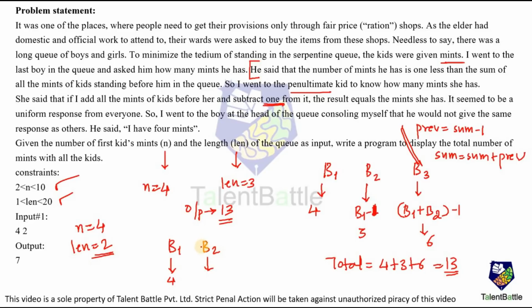And we have the condition that B2 is B1 minus 1, right? So 4 minus 1, that is 3. Once you calculate, the total will be 4 plus 3, that is 7. So that's why the output is 7 here. Now develop the logic. Once you are done with this part, we can apply the same logic in the coding part also. The coding part will be easy once you understand this problem statement and the given conditions. Okay, let's move on to the coding part.